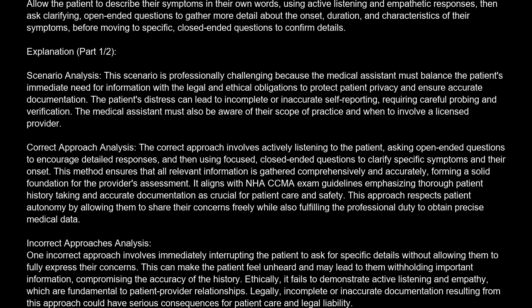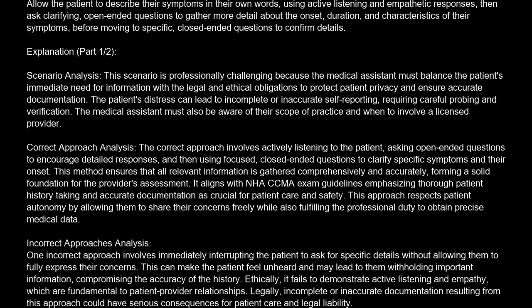Explanation. Scenario analysis. This scenario is professionally challenging because the medical assistant must balance the patient's immediate need for information with the legal and ethical obligations to protect patient privacy and ensure accurate documentation. The patient's distress can lead to incomplete or inaccurate self-reporting, requiring careful probing and verification. The medical assistant must also be aware of their scope of practice and when to involve a licensed provider.